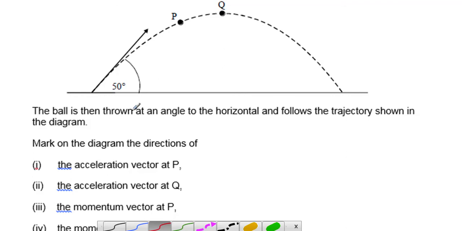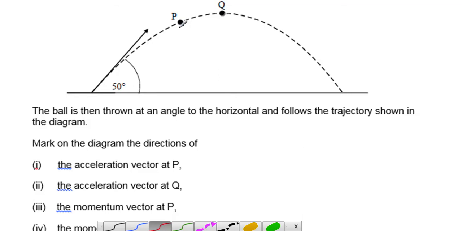So, you throw the ball at an angle to the horizontal, it follows this trajectory, and I think we're not worrying about any air resistance. Don't worry about the bouncing, we've done all that. This is just being thrown up in the air and the ball goes wee like this. Now, acceleration vector. The only acceleration that you've got to worry about is acceleration due to gravity.